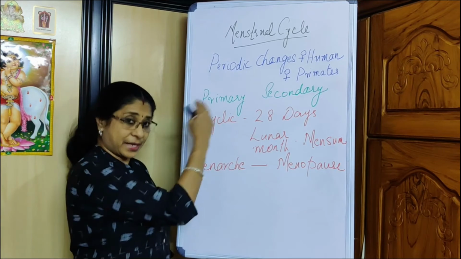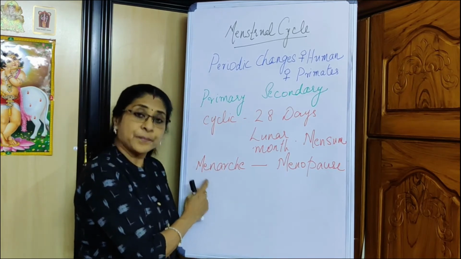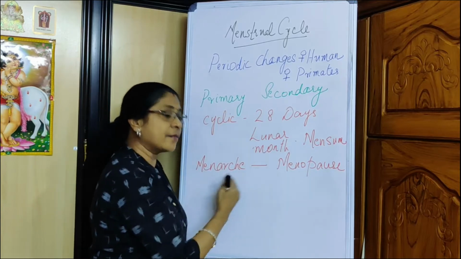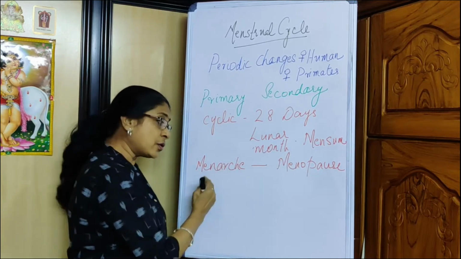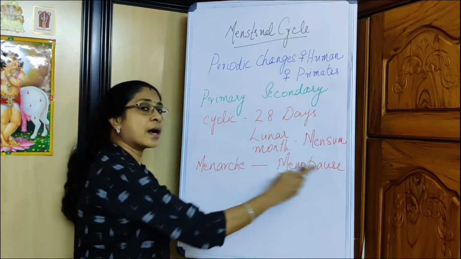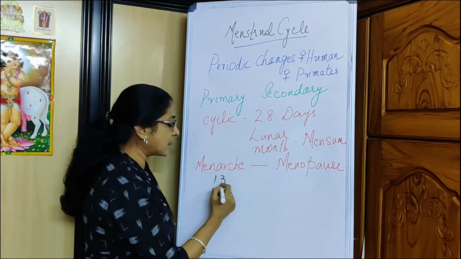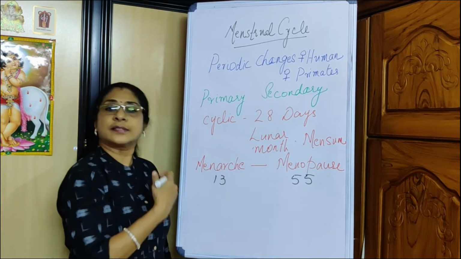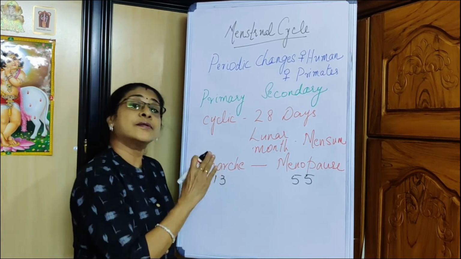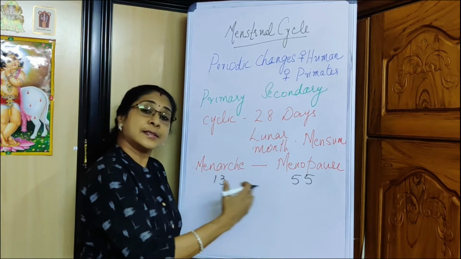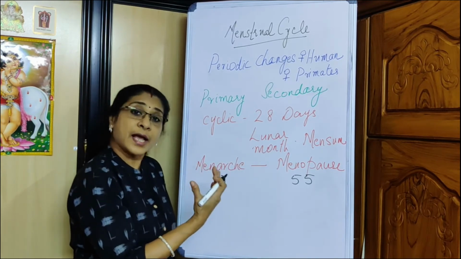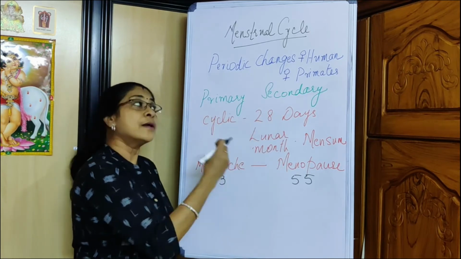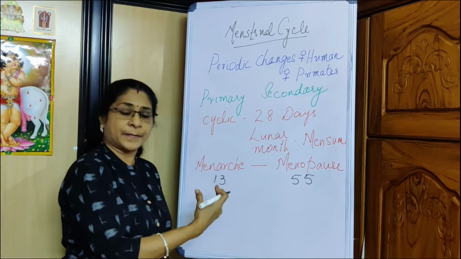So we begin the menstrual cycle from menarche, and it continues till 50 to 55, known as the menopause. So this period between menarche and menopause, say around 13 years of age till around 55 years of age, is known as the reproductive life of a female. That is the time when she is reproductively active. So these are certain important parameters with respect to the menstrual cycle.